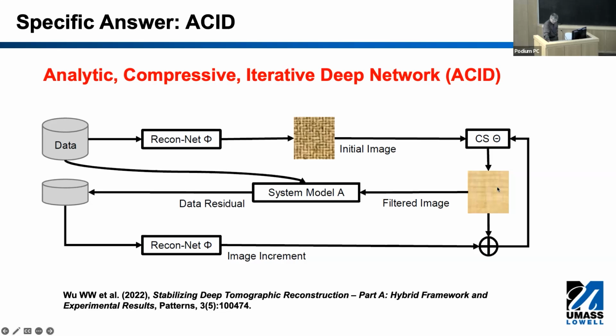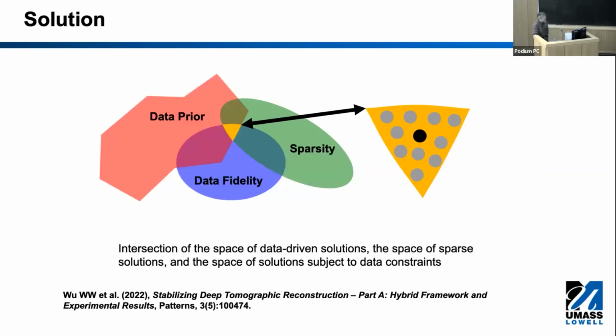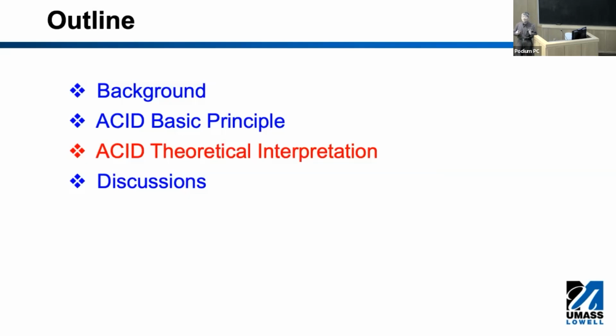With this kind of iterative scheme, finally, we can find the solution in the space of data prior, the space of sparsity, and the space of the solution for data fidelity. Therefore, we can have a better result. This is the basic principle. Well, the question is, for this kind of ASIC scheme, is it an ad hoc design or not? I would say it's not an ad hoc design, so we have theoretical interpretations.